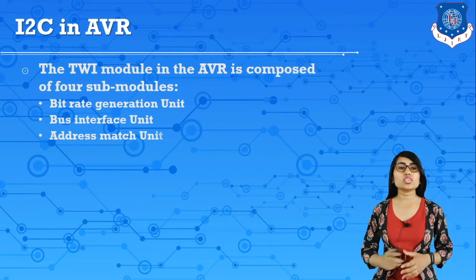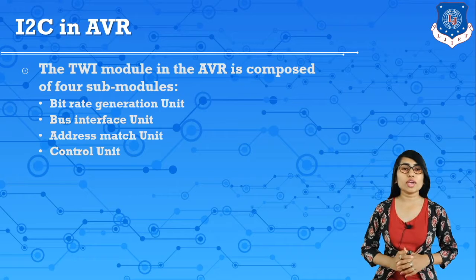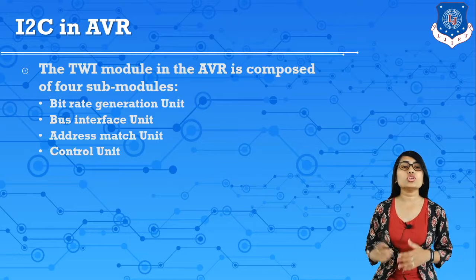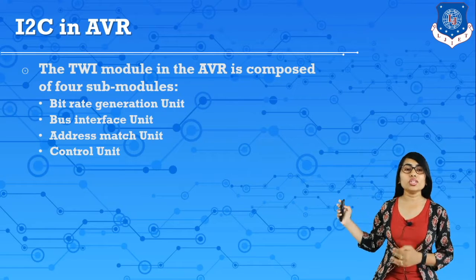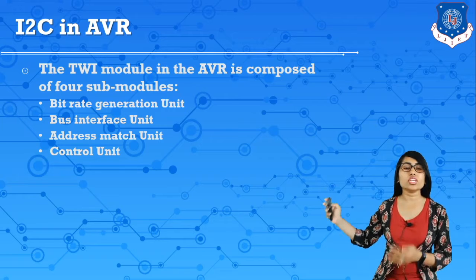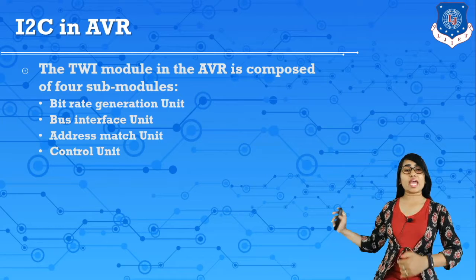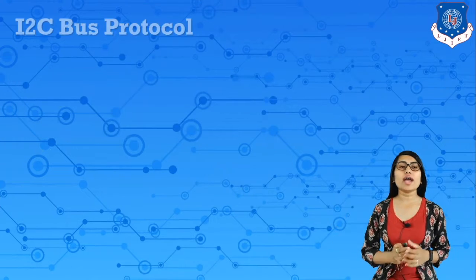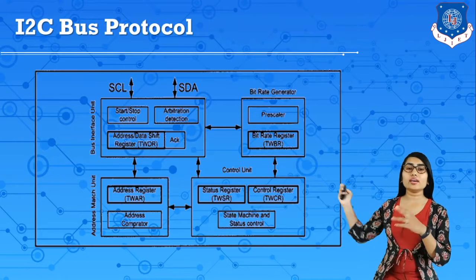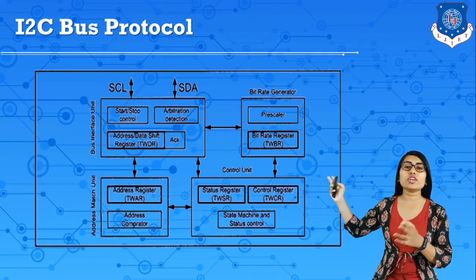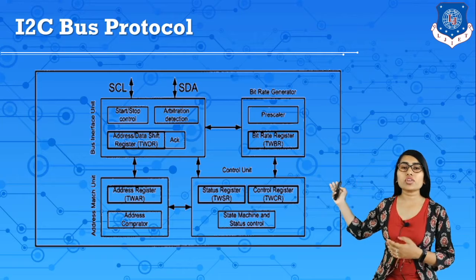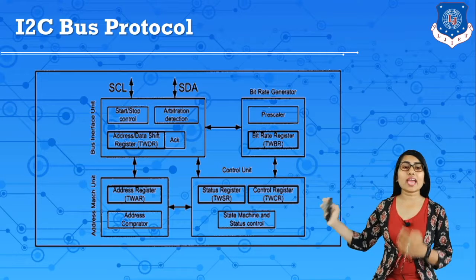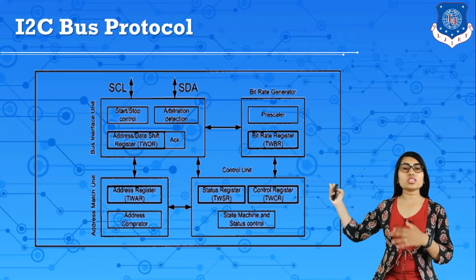The I2C, or TWI mode, in the AVR is composed of 4 sub-modules, that is bit rate generation unit, bus interface unit, address match unit and control unit. So here we have the I2C bus protocol in an AVR. Here there are different units: the bit rate generator, control unit, address match unit and bus interface unit.